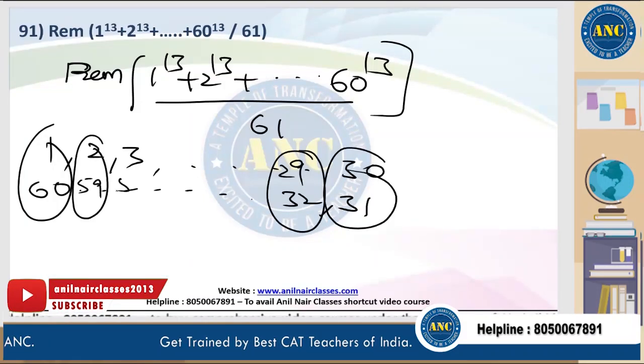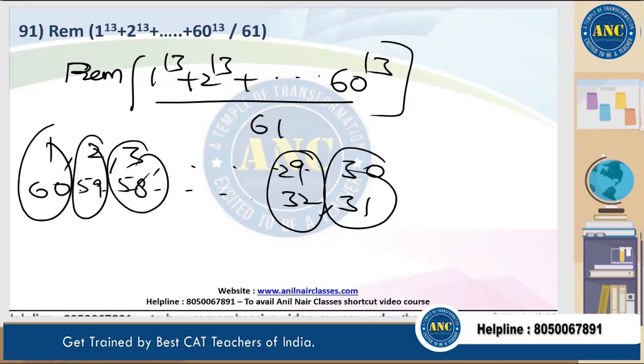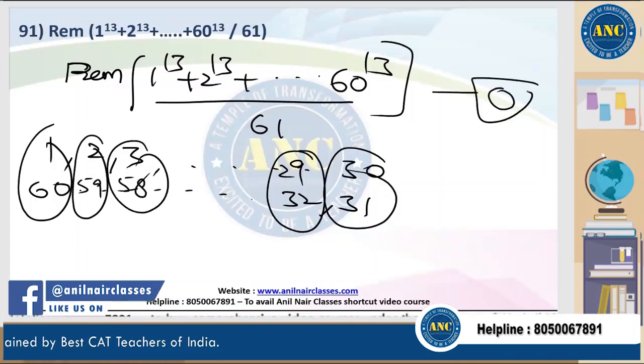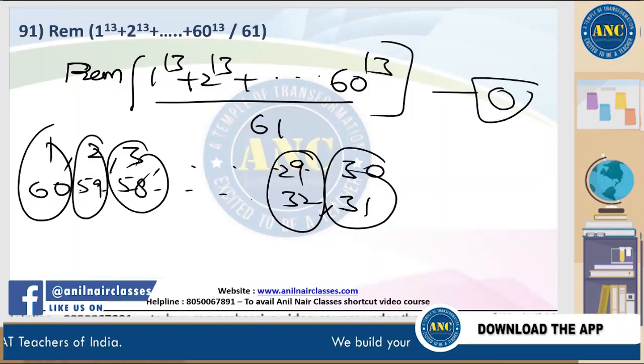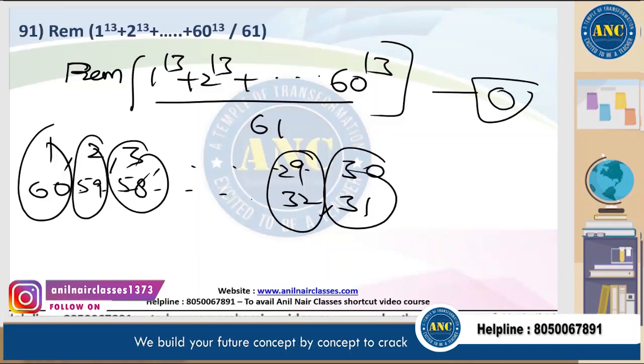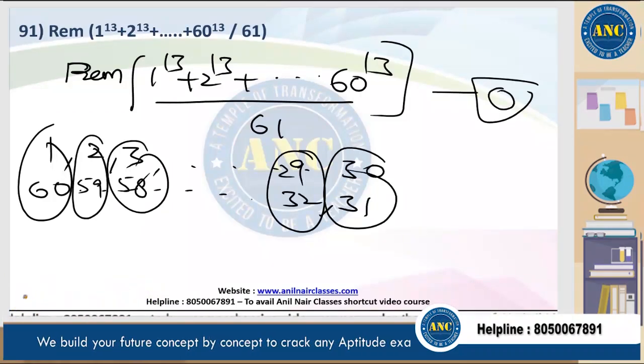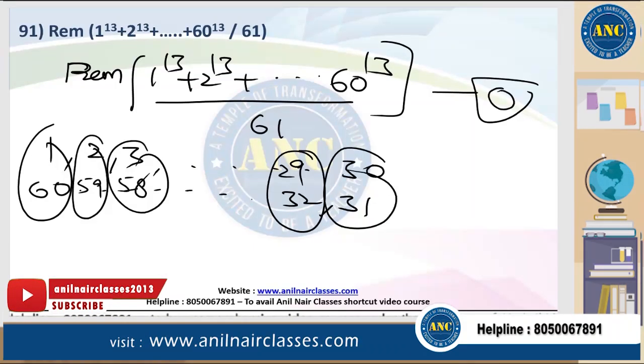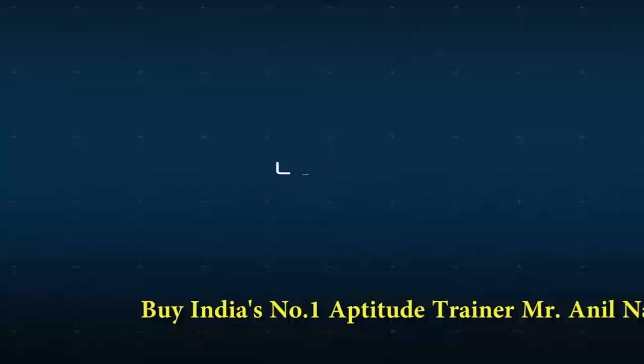I hope it is clear. All are divisible by 61. So what will be the answer? 0. First and last, second and second last, third and third last and everything. All are divisible by 61. So the answer is 0. Idea clear, right?